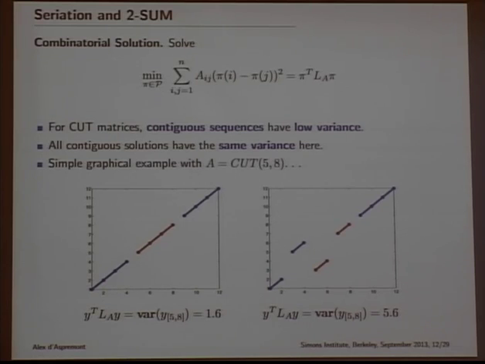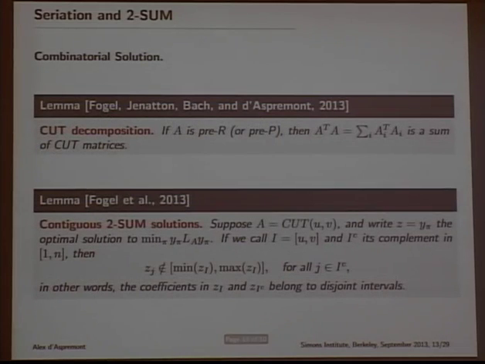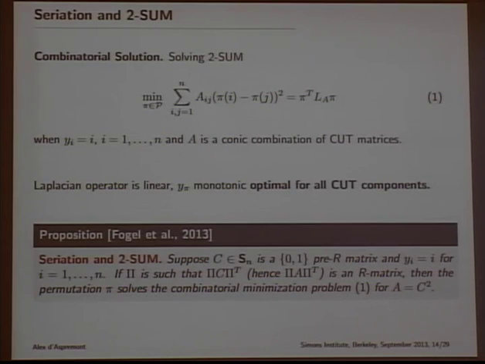Very roughly speaking. And then the idea is, well, you have these two results. If you start from a pre-R matrix, you can show that any R matrix or pre-R matrix, which is a permutation of an R matrix, can be written as a combination of cut matrices, okay? So you have the decomposition you want, and you can completely formalize the result I just displayed, which is that the solution of a two-sum minimization over cut matrices has contiguous, consecutive indices, okay? So it does what you want, it seriates the data.